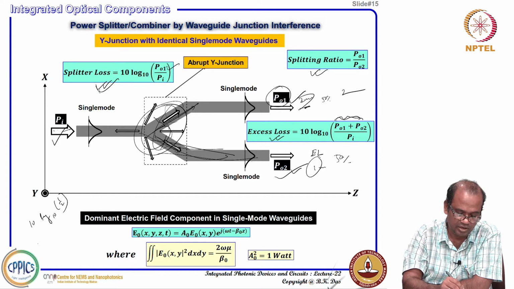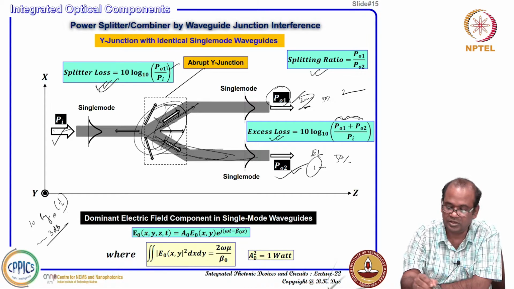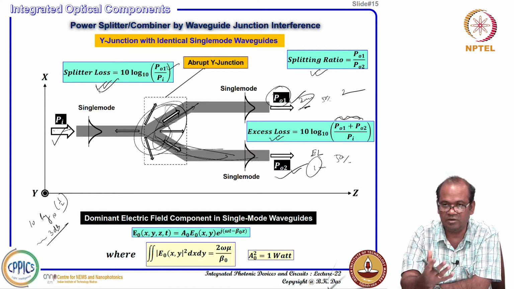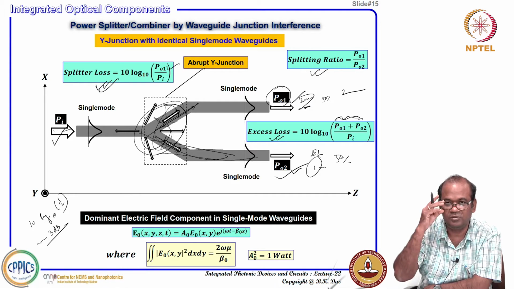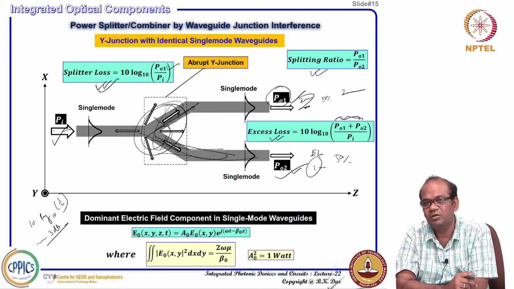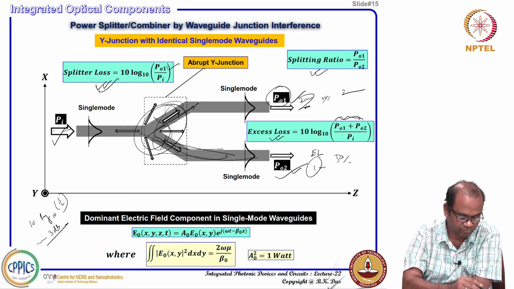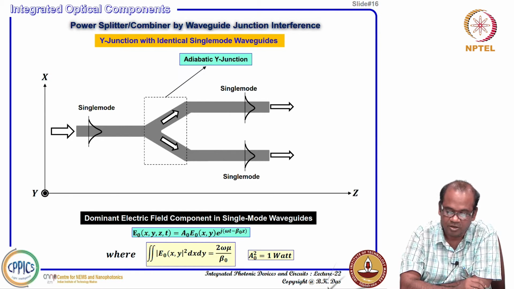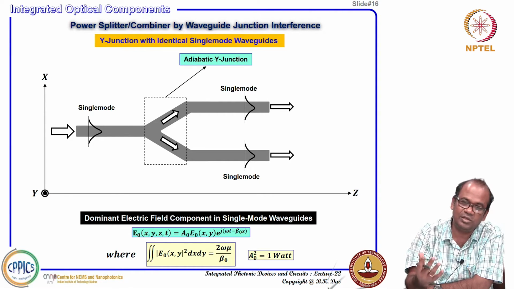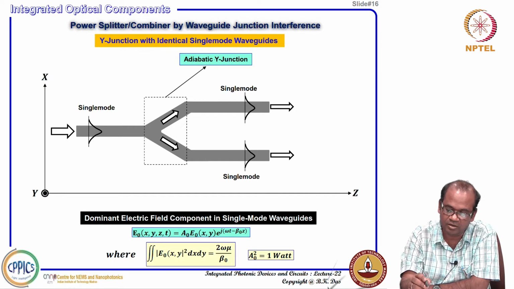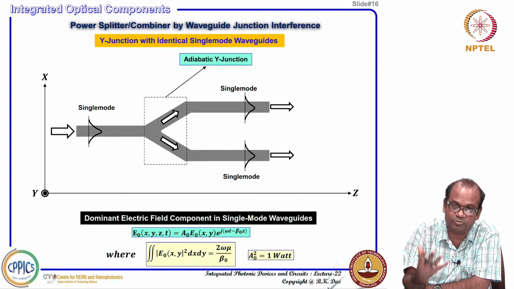So, approximately you will be getting 3 dB. That is called splitter loss. If it is an ideal one, that is 3 dB. That is why it is sometimes called a 3 dB power splitter, or Y junction power splitter. Okay. Now you can make some kind of junction instead of an abrupt Y junction.